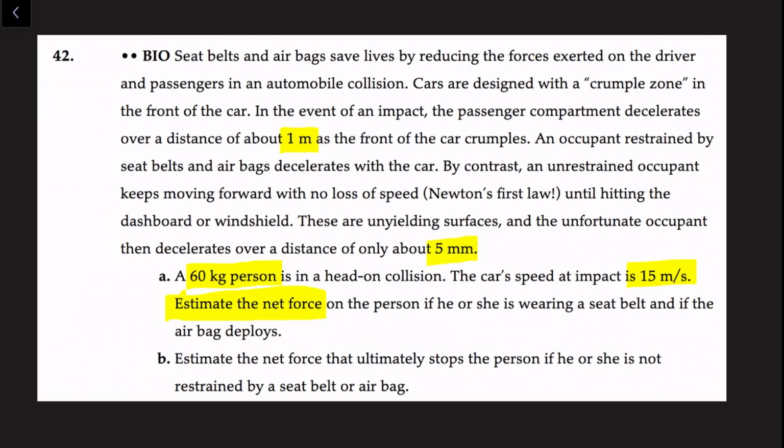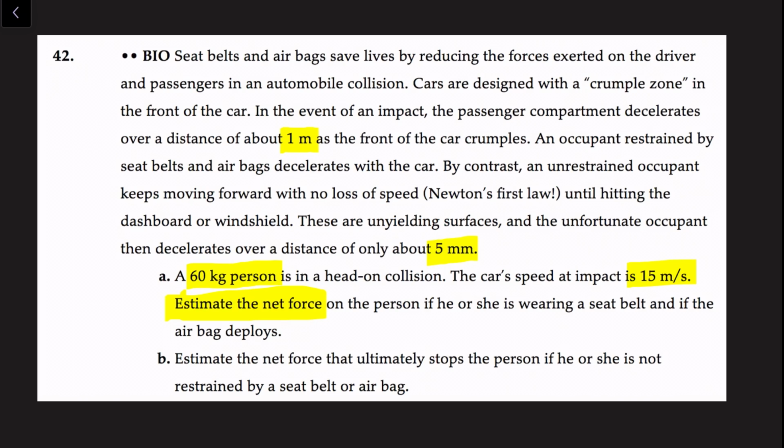My name is Hector, going over question 42. So, seatbelts and airbags save lives by reducing the forces exerted on the driver and passengers in an automobile collision. Cars are designed with a crumple zone in the front of the car. In the event of an impact, the passenger compartment decelerates over a distance of about 1 meter.